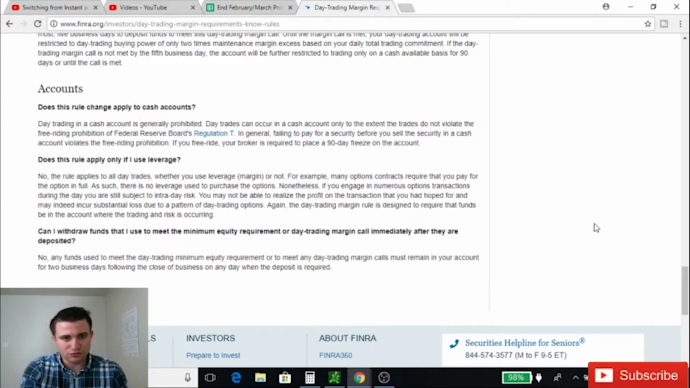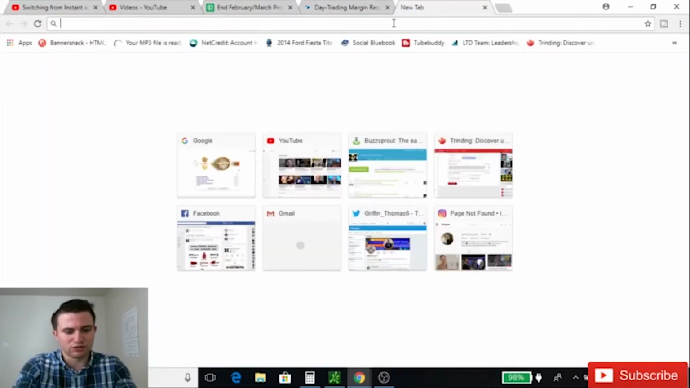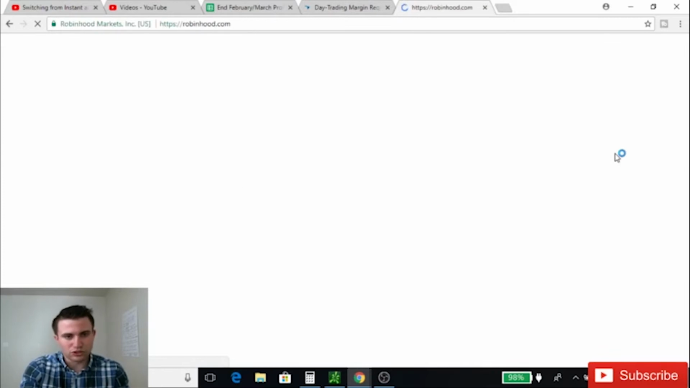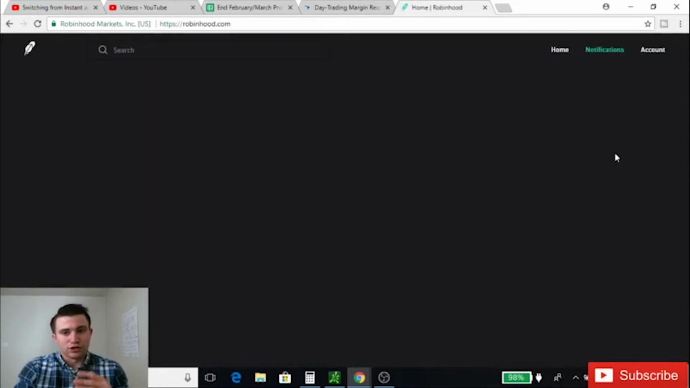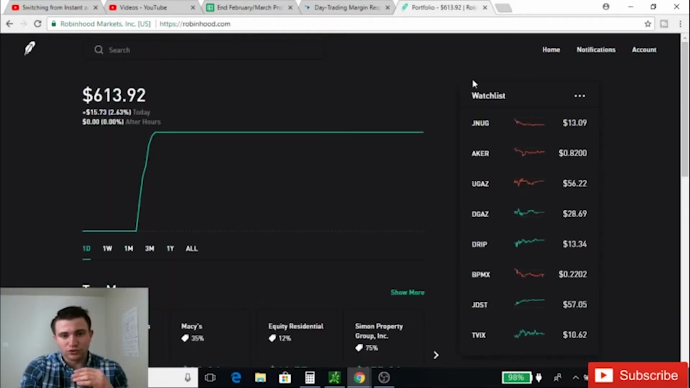And how you want to go about doing this, I'll try to get my Robinhood account pulled up here so you guys can see what I'm talking about, because I'm going to break down numbers with my account specifically. So what you're going to want to do with Robinhood is just have a cash account. I'm not worrying about Robinhood Gold.